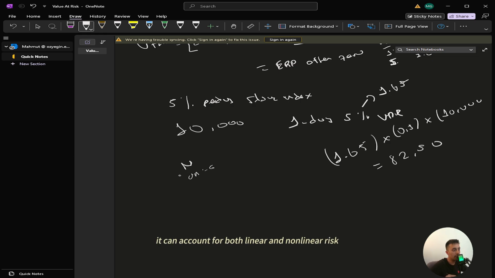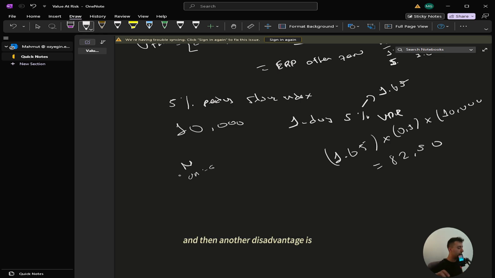It can account for both linear and non-linear risk, another advantage here. But a disadvantage of Monte Carlo simulation is that many assumptions are required. We should change our yield curve, our non-constant rate, everything based on different scenarios.